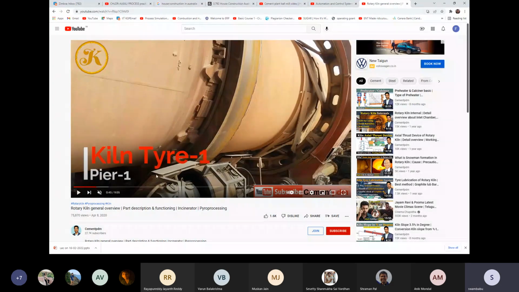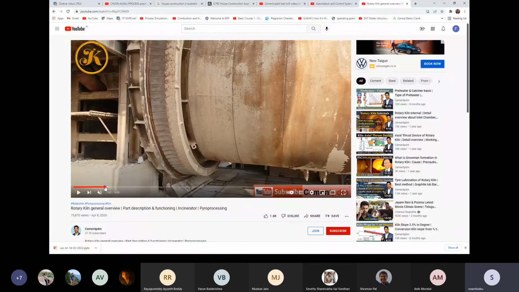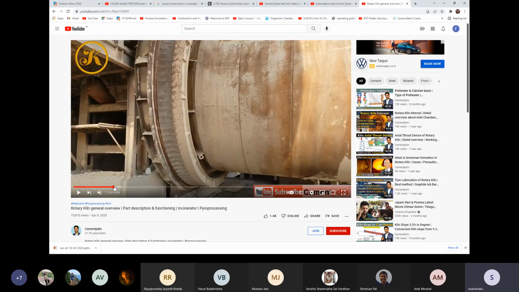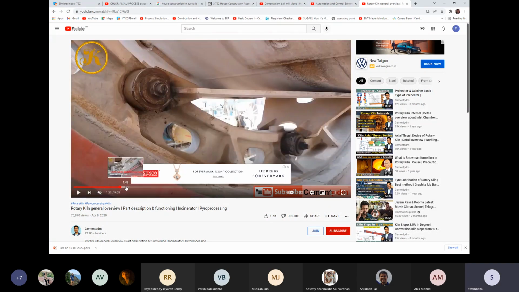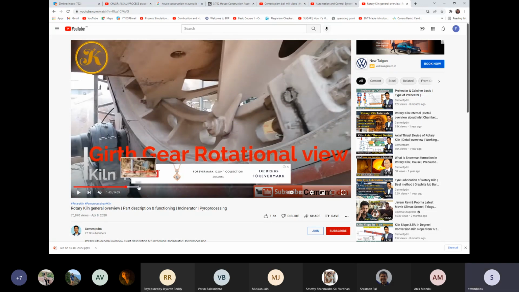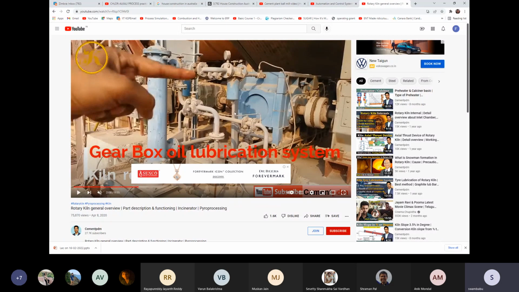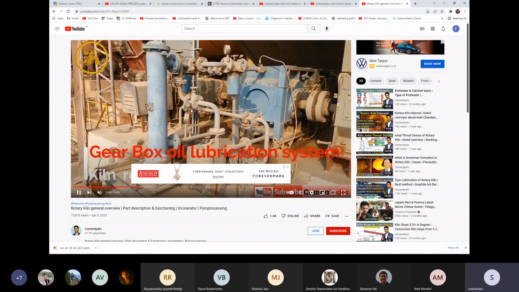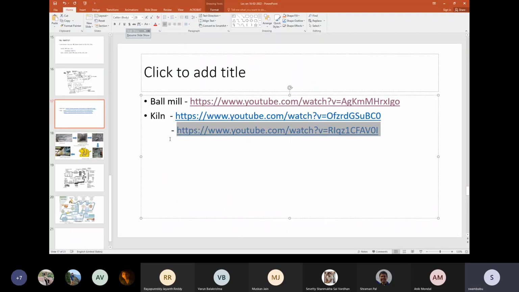Here you can see how this video explains how the kiln moves and rotates, and how the gearbox looks. You see, this is the gearbox, and this gearbox helps to rotate the kiln, and this is the belt. The motor and everything else this video explains. Of course, if you're interested, you can see it later. Anyway, I'll keep these YouTube links here.